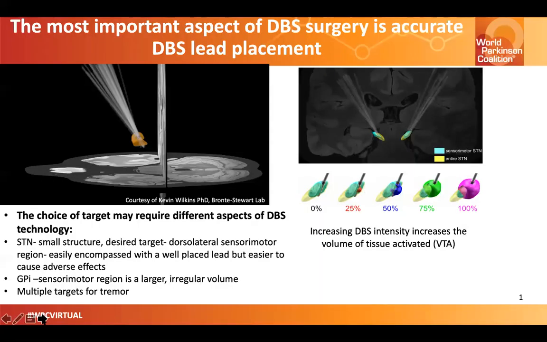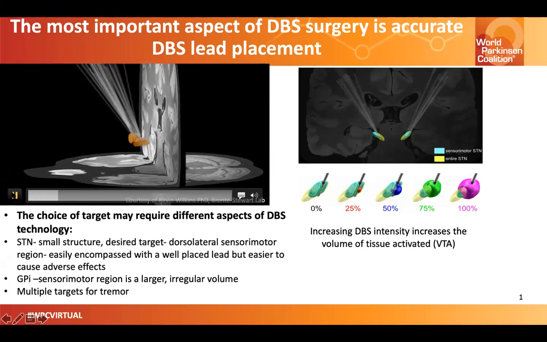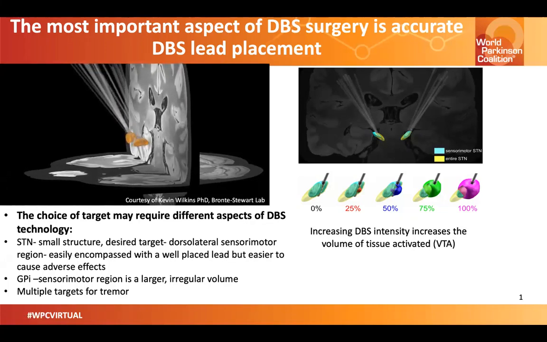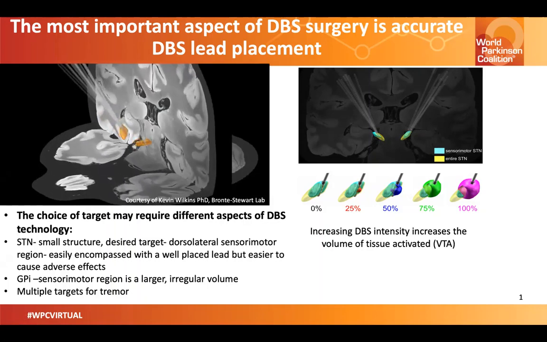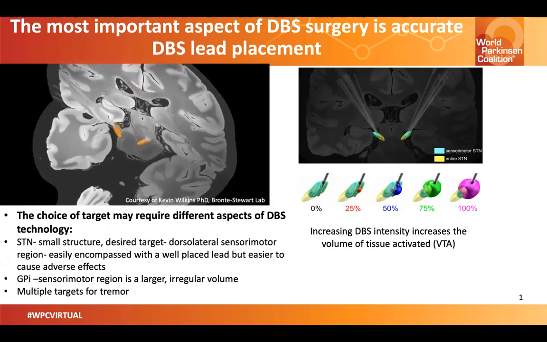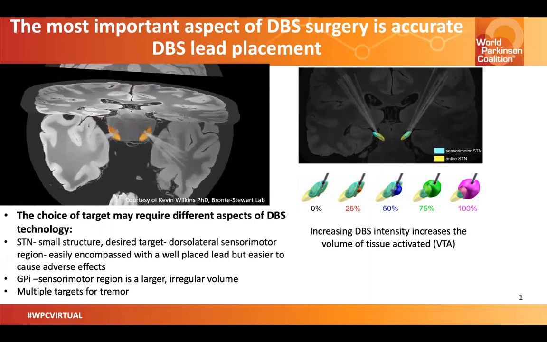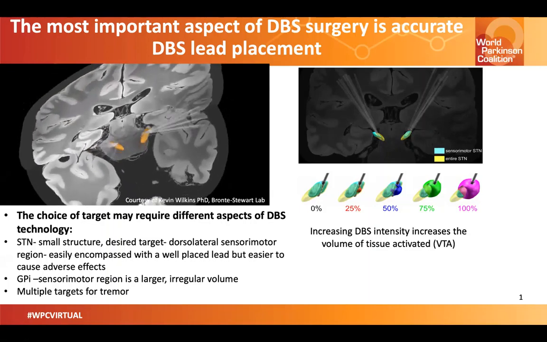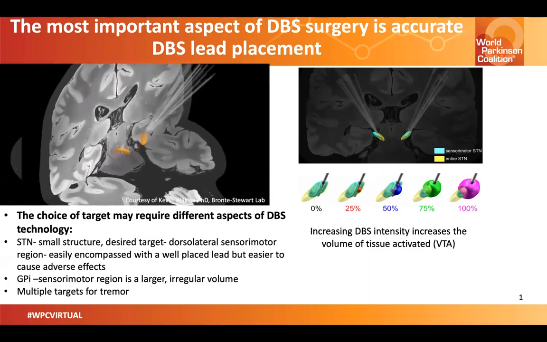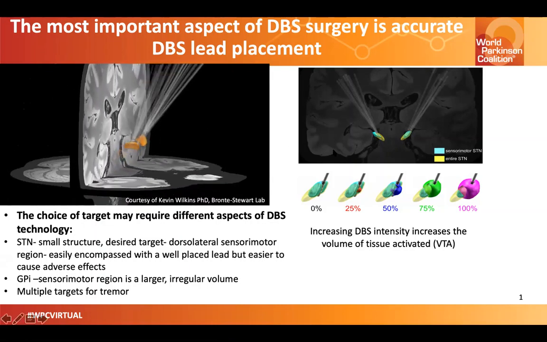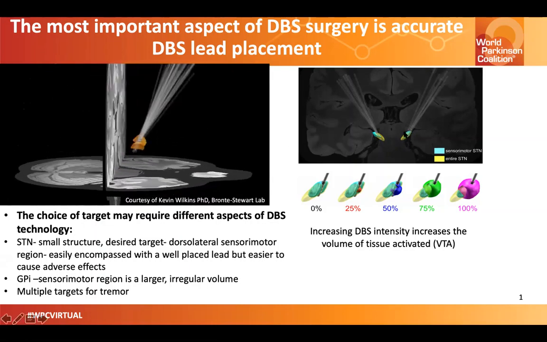The most important aspect of DBS surgery is accurate DBS lead placement. But the choice of target may require different aspects of DBS technology. For instance, here are some lead reconstructions done by Kevin Wilkins in my lab, showing the placement of the DBS lead in this small structure, the subthalamic nucleus. And even within the STN, it's important to place the lead within the sensory motor region of the STN, shown in blue here.